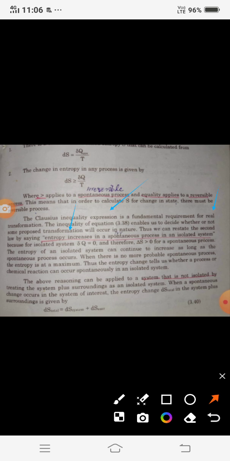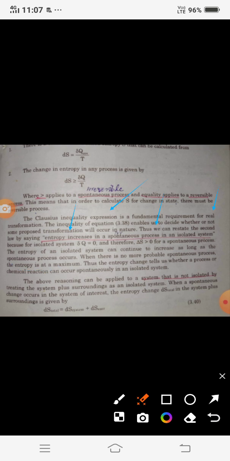So the second law of thermodynamics can be stated well in this form: entropy increases in a spontaneous process in an isolated system, because for the isolated system the heat change dq is 0, and therefore the entropy keeps on changing. It means that the entropy of an isolated system will keep on increasing as long as the spontaneous process is taking place. And if the probability of the spontaneous process taking place decreases or stops, it means that at that point entropy has reached its maximum point. No more spontaneous process will take place, which means that entropy has already reached its maximum point.